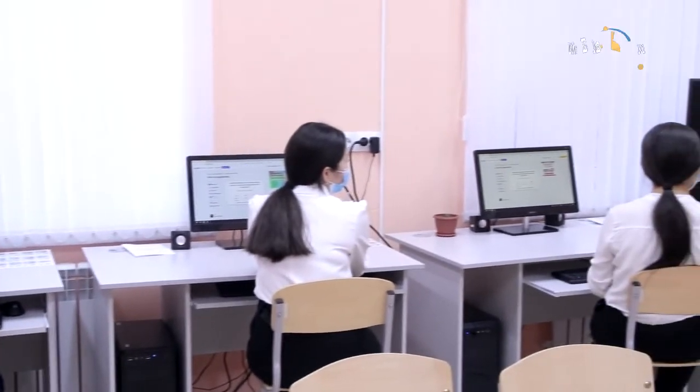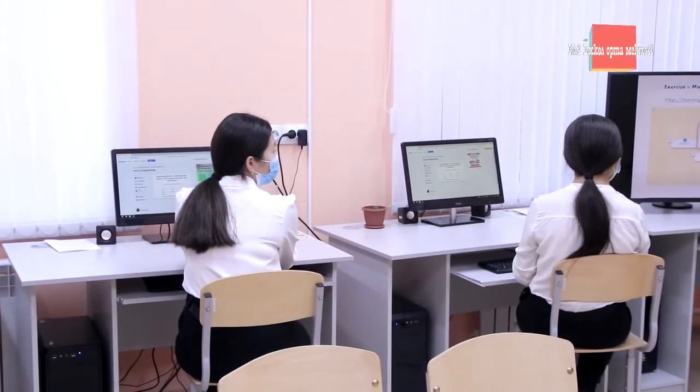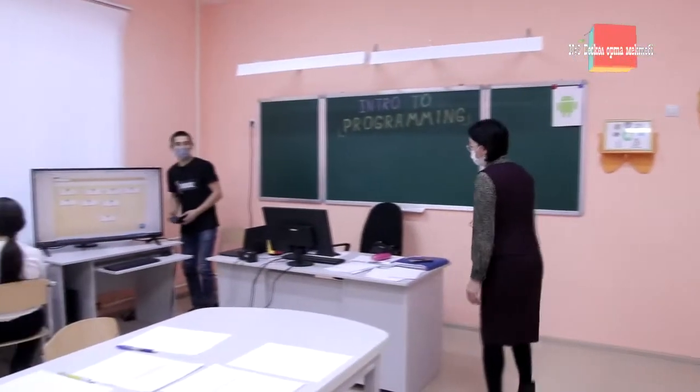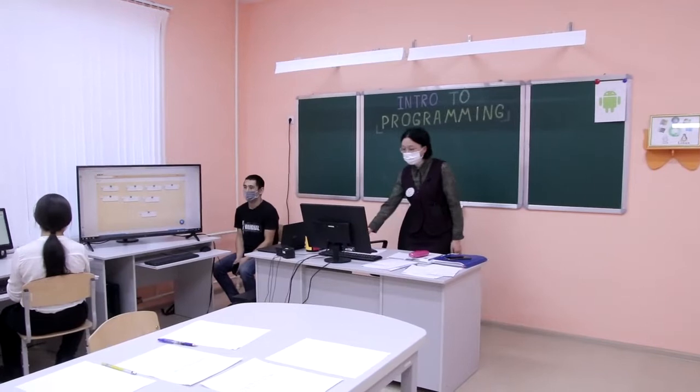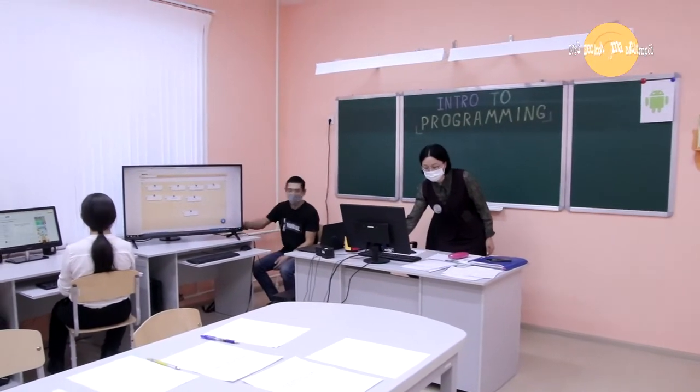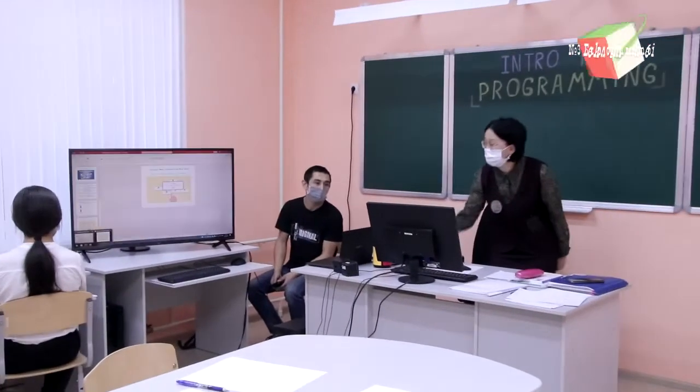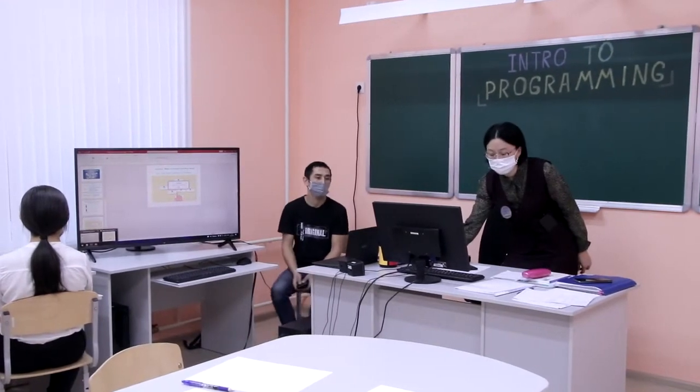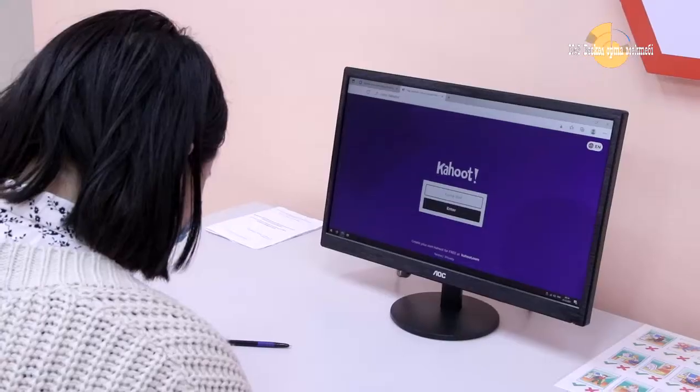Exercise 3. Make a sentence from these words. There are three parts in computer program. Computer program. Aidana, sit down, please. Very good. Next exercise. Be careful, watch the board.